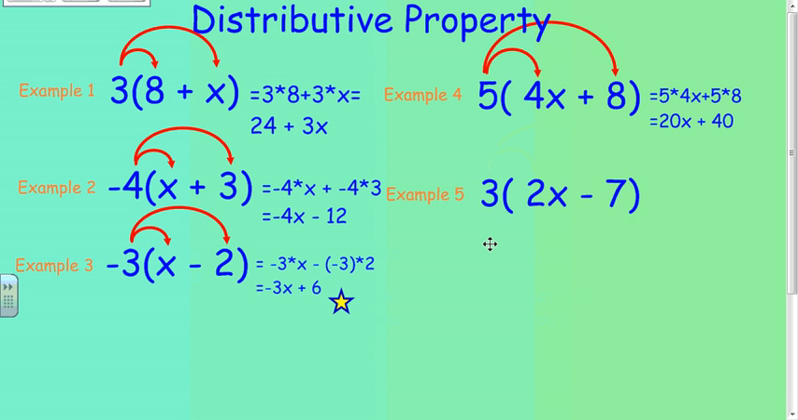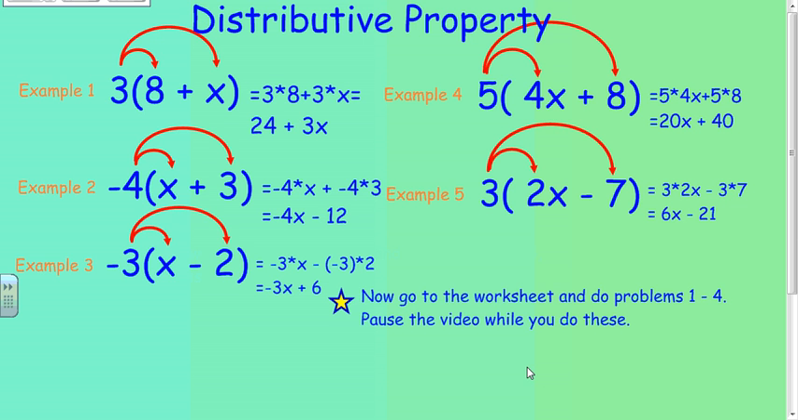Here's our last example of distribution. Again, we have 3 outside the parentheses and 2x minus 7 inside the parentheses. So we'll take 3 and multiply it by the first term, which is 2x, and we'll take 3 and multiply it by the second term, which is -7. So our result is 3 times 2x, minus, because of the minus in here, 3 times 7, and our result is 6x minus 21.